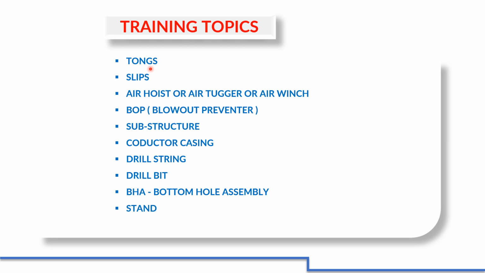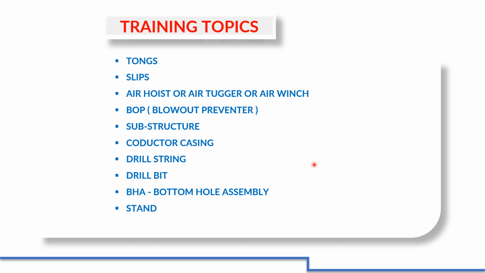Number 1, tongs, then slips, air hoist or air tugger or air winch. There are 3 names, but this all is one equipment. BOP, blowout preventer, substructure, conductor casing, drill string, drill bit, BHA stands for bottom hole assembly, and the stand. These all are the rig equipments. So one by one, we will see their pictures and their definitions.